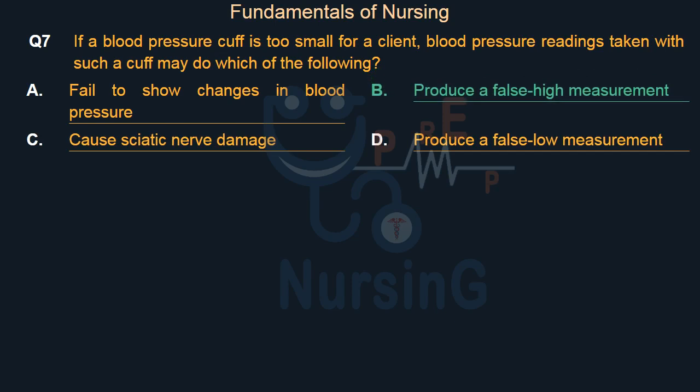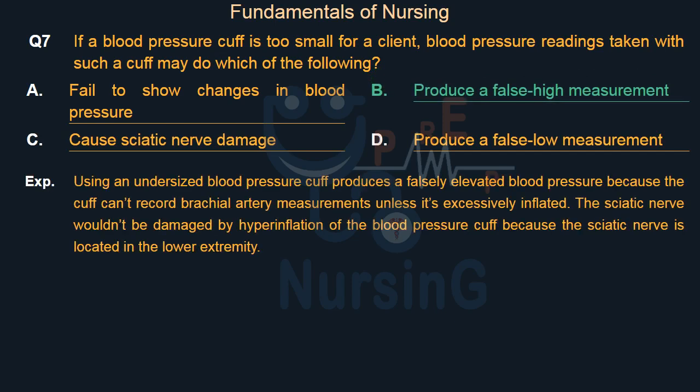Produce a false high measurement. Using an undersized blood pressure cuff produces a falsely elevated blood pressure because the cuff can't record brachial artery measurements unless it's excessively inflated. The sciatic nerve wouldn't be damaged by hyperinflation of the blood pressure cuff because the sciatic nerve is located in the lower extremity.